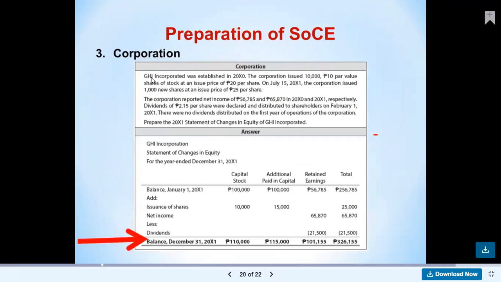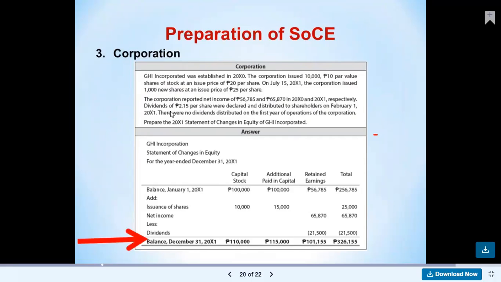In our transaction, GHI Incorporated was established in 2000. The corporation issued 10,000 shares of stock with 10 pesos par value, at an issue price of 20 pesos per share. On July 15, 2001, the corporation issued 1,000 new shares at an issue price of 25 per share. The corporation reported net income of 56,785 and 65,870 in 2000 and 2001, respectively.